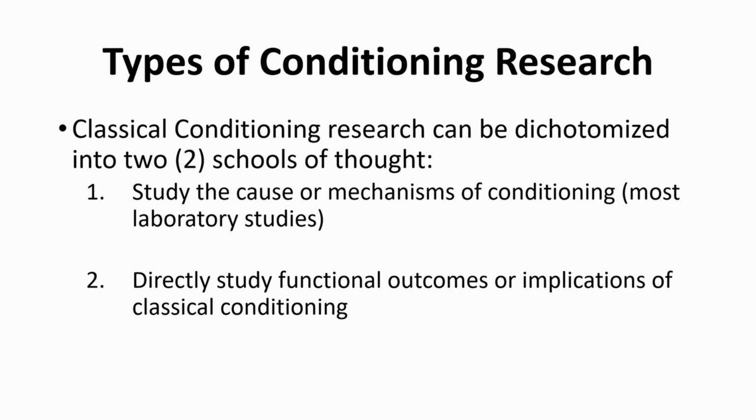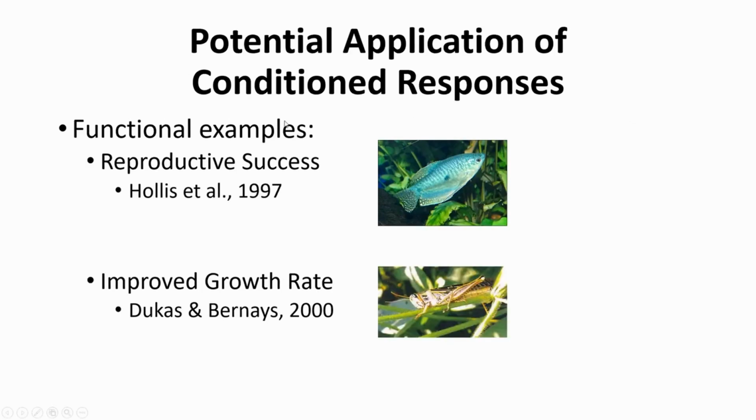And so for the next bunch of slides, we're actually going to talk about two studies, two actual experiments that have been conducted that tried to look at functional outcomes. And so our functional examples are these two studies here. The first, looking at reproductive success, was conducted by Hollis and colleagues back in '97. And then we're going to look at a study looking at growth rate in grasshoppers, by Dukas and Bernays in 2000. And both of these studies are going to allow us to ask if there's an adaptive or functional value to conditioning.